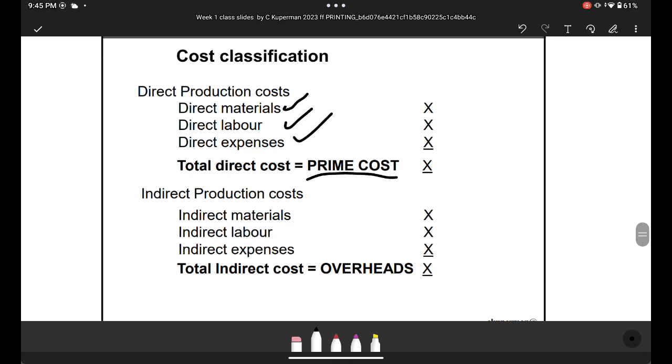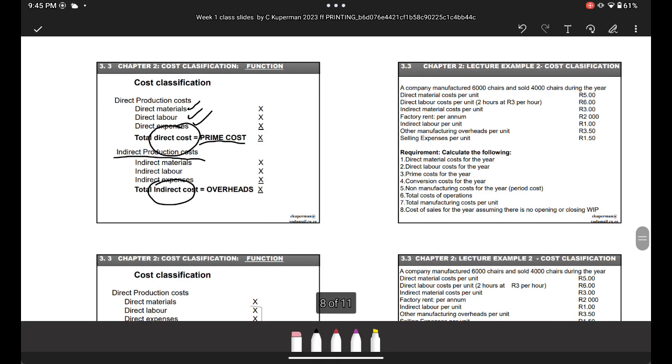Yeah, basically. Indirect production cost is your factory overheads that are indirect, right? The indirect labor. Okay, so basically easy, right? These are all indirect cost. These are all direct cost. You see, prime cost is all direct cost, overheads are all indirect cost. Easy. And that makes sense, completely makes sense.